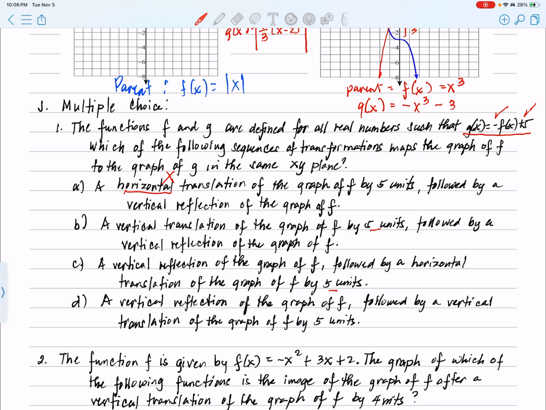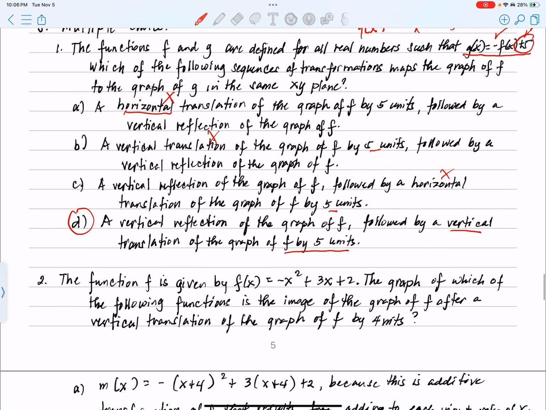No. A vertical reflection of graph followed by a vertical translation of graph by 5 units. This is the answer. Vertical translation. Okay? Vertical reflection. This is vertical translation. Vertical reflection, but this is horizontal, so it's not.